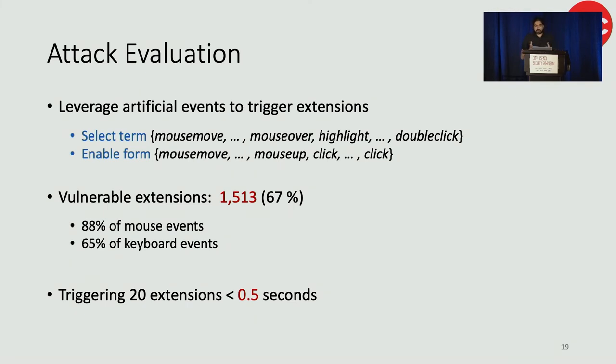To trigger an action is not very simple, since we have to trigger a chain of interactions and multiple event listeners might be involved. For example, to select a term on the page, we have to perform all the mouse movements to this term, click the term, highlight the term, etc. So we found out that almost 70% of the extensions are vulnerable to this attack, while extensions requiring mouse events are more exposed to this attack compared to keyboard events. Also, we evaluated how practical our attack is, and we verified that it's really practical because we can trigger 20 extensions in less than half a second. So this means that our attack can be easily scaled, and if an attacker targets a high number of extensions or specific subsets of extensions, they will be able to trigger them in a few seconds.